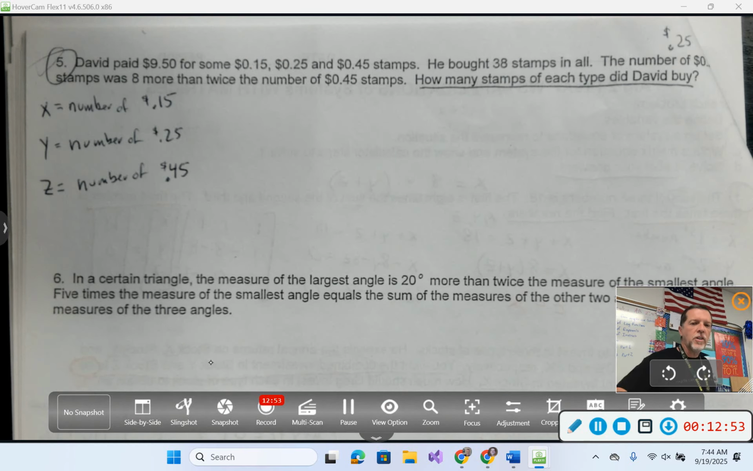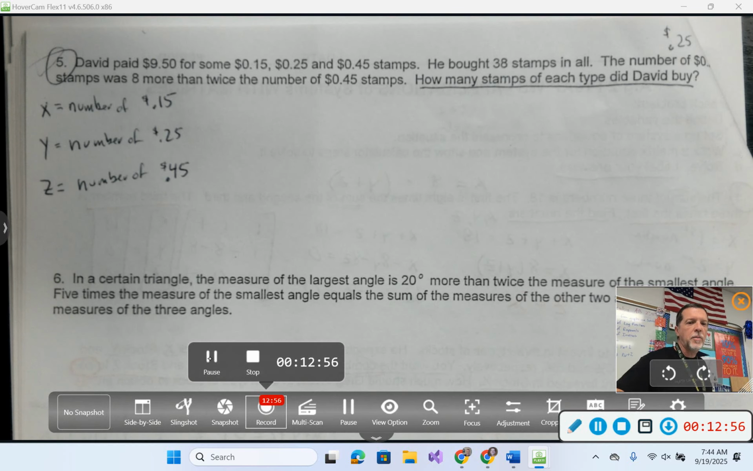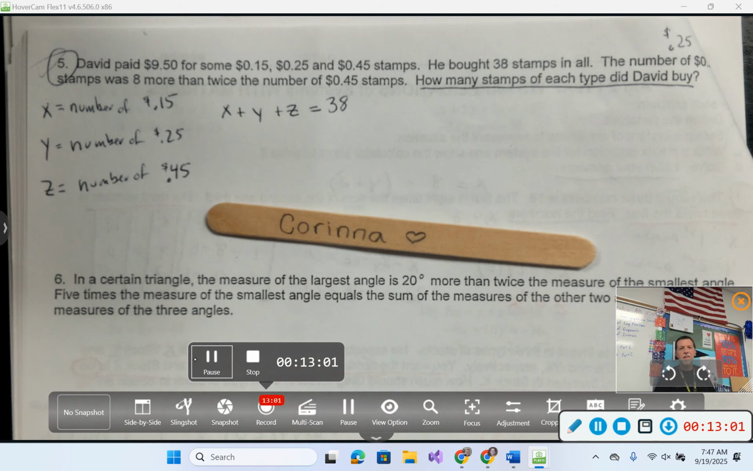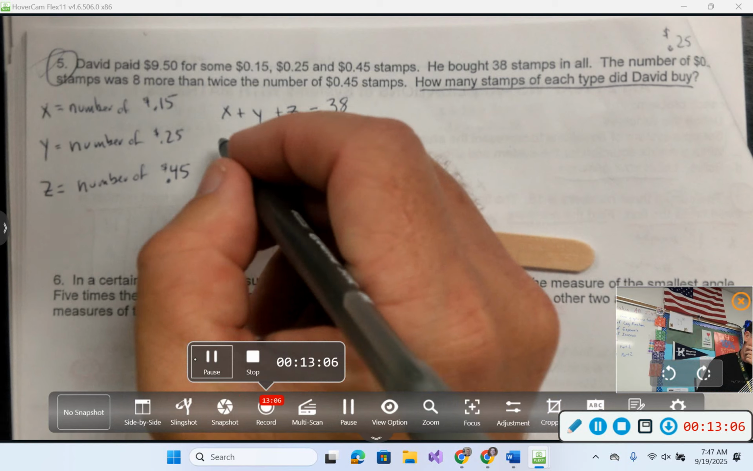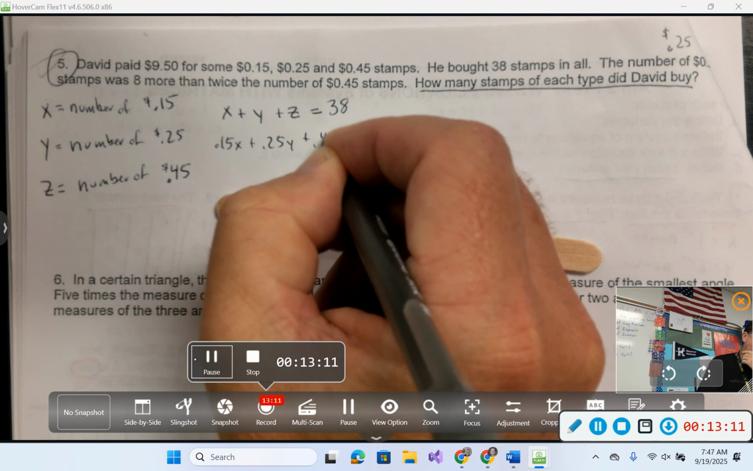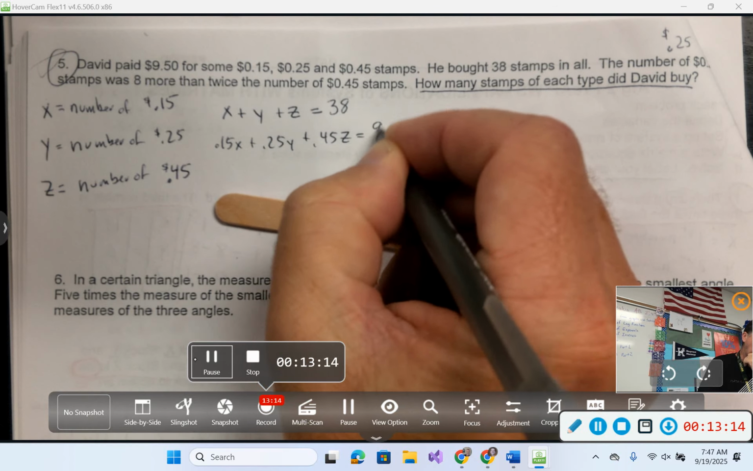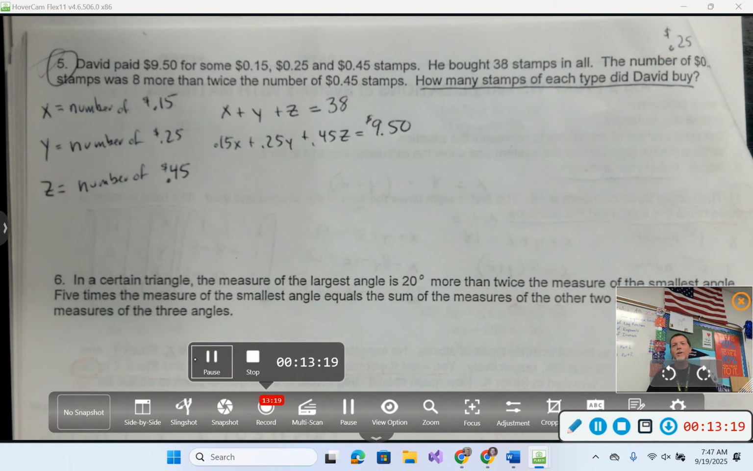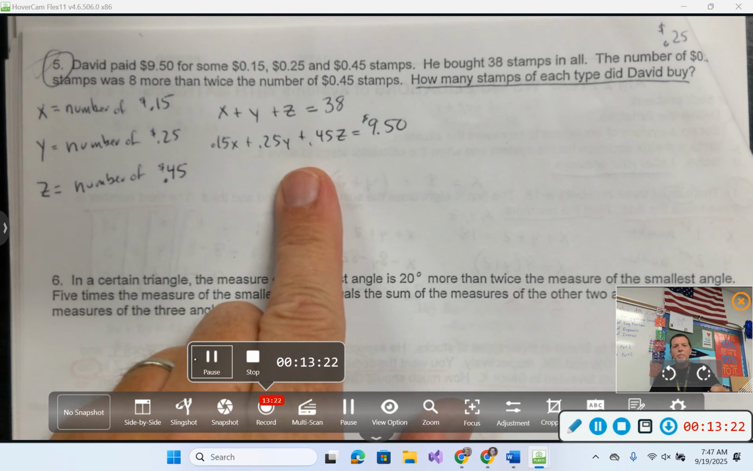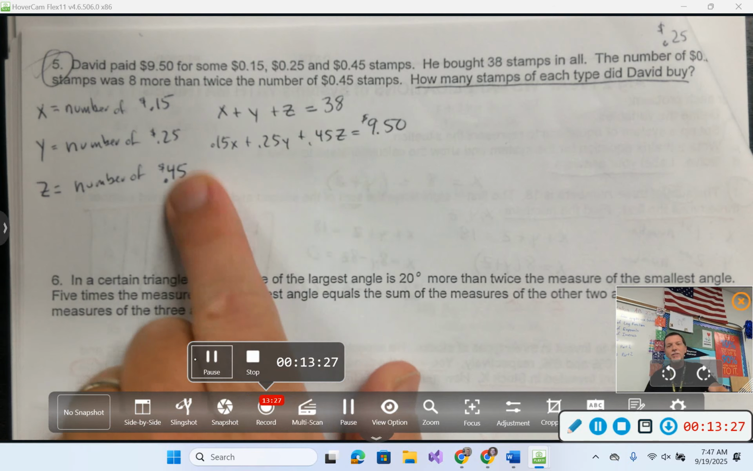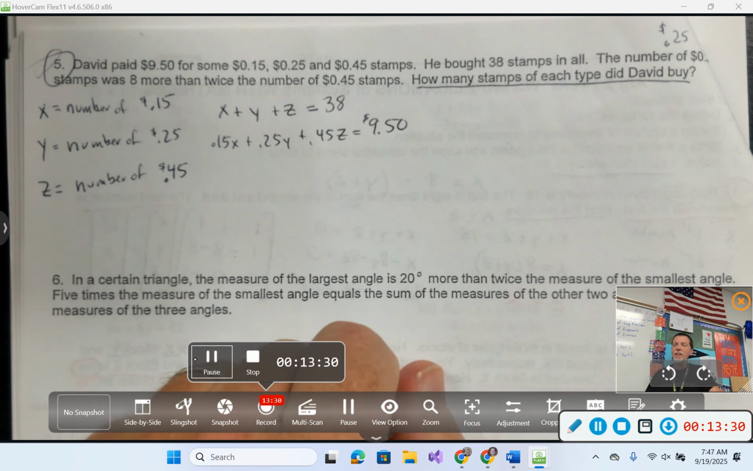All right, why don't you see if you can write 3 equations based on that information. So X plus Y plus Z is 38. That's the number of stamps. Karina, can you write another equation? 0.15x plus 0.25y plus 0.45z equals 9.50. Nice. That's the one I was worried about. That's the money equation. Literally the money equation. Because we'll spend X times 15 and Y times 25 and Z times 45, and that's the total amount of money we spent, which was $9.50.